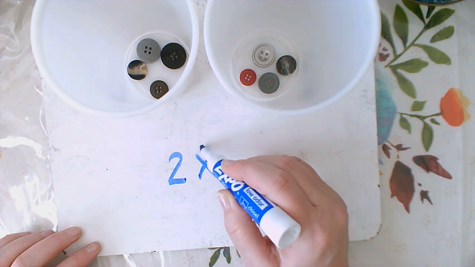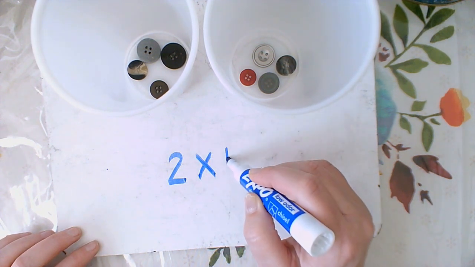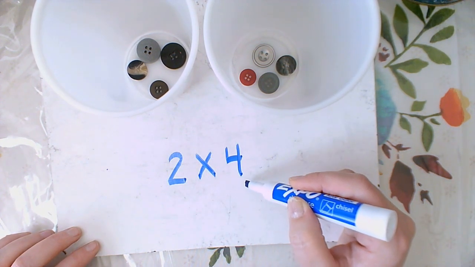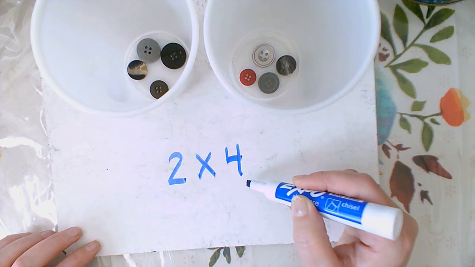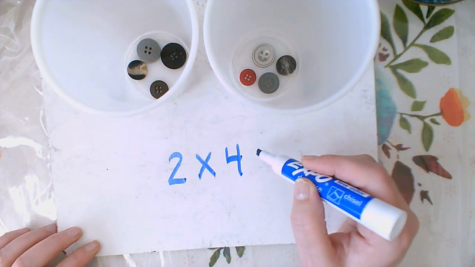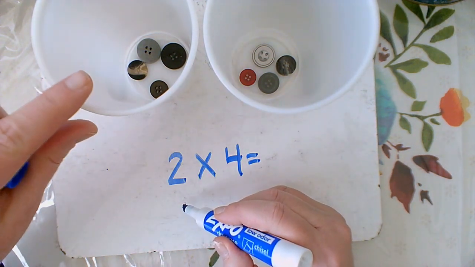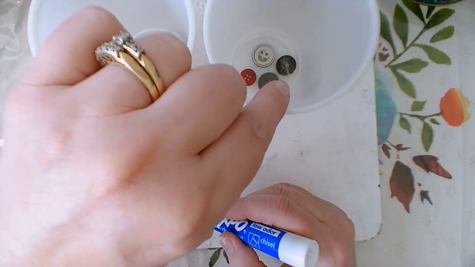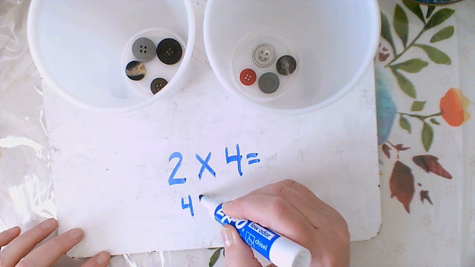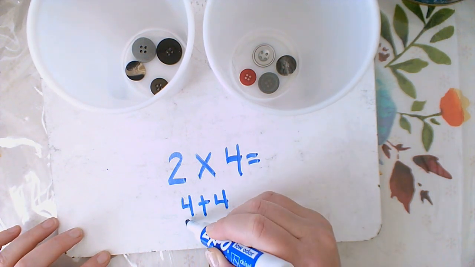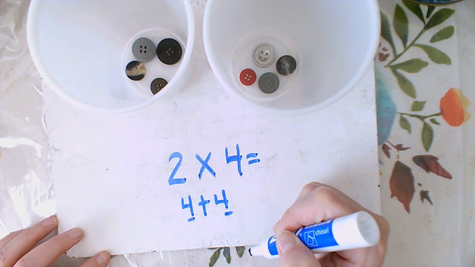2 groups of 4. The second factor tells me how many are in each group. And there's 4 buttons. Altogether, that would be 4 plus 4. Now that's called repeated addition, because we're repeating the same number.